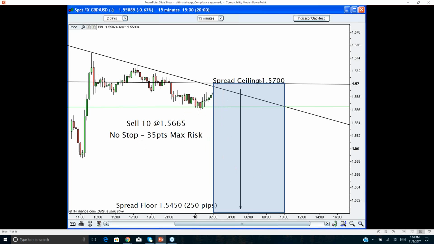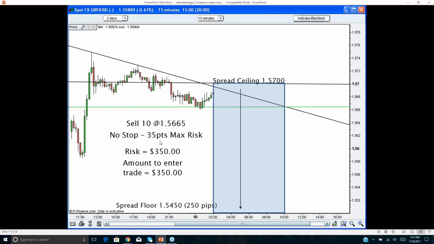Where is the ceiling of this spread? 5,700. If I'm selling to go short and the market jumps way up here, do I lose money past the top of this spread? Do I lose money past the ceiling of this spread? No. So if I sold at 65, the ceiling is 57, that's 35 ticks of risk, correct? That's my max risk, 35 pips, $35 times 10 spreads.